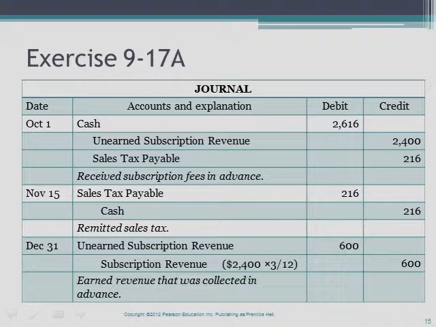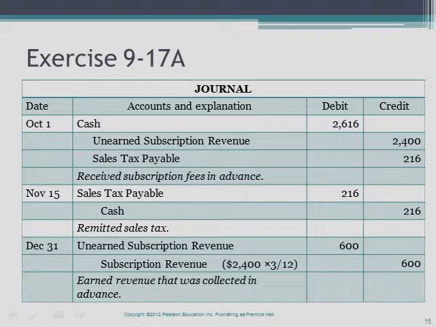An example here using exercise 9-17.8 may help clarify. Worldwide Publishing completed the following transaction for one subscriber during 2012. On October 1, Worldwide Publishing sold a one-year subscription, collecting cash of $2,400 plus sales tax of 9%. So we debit cash of $2,616. We credit unearned subscription revenue for $2,400 and credit sales tax payable.